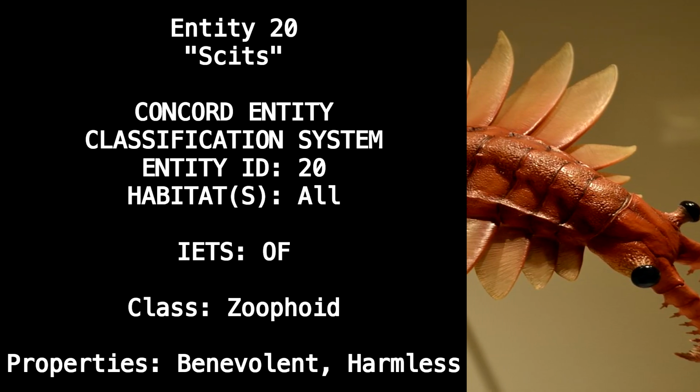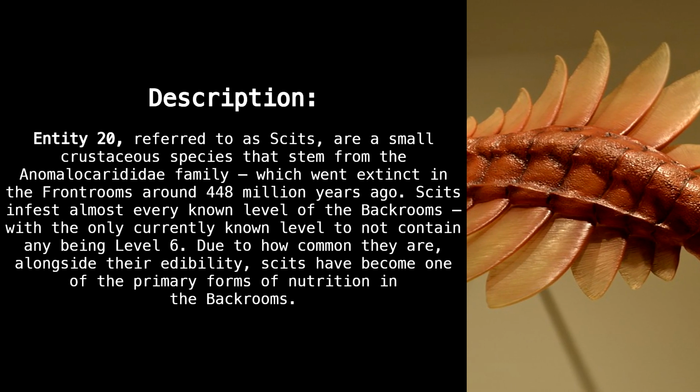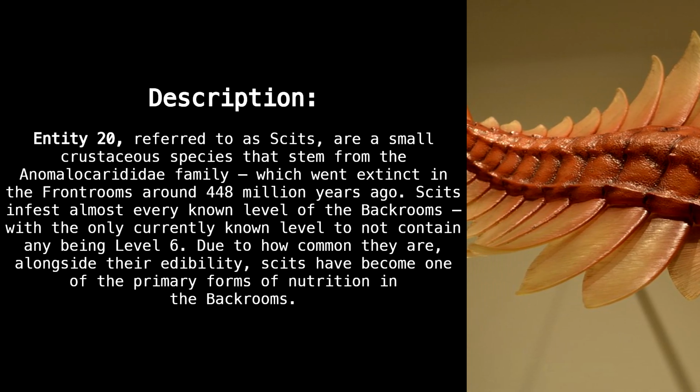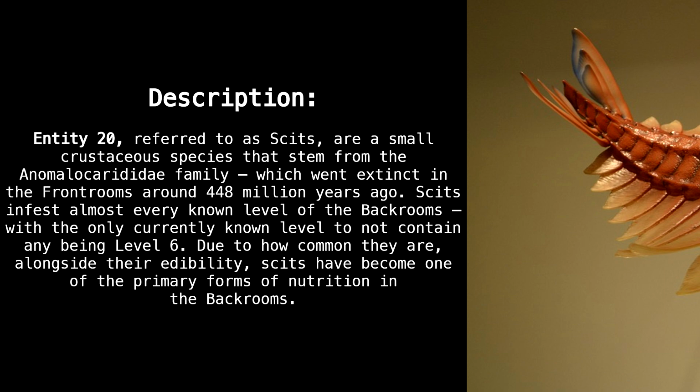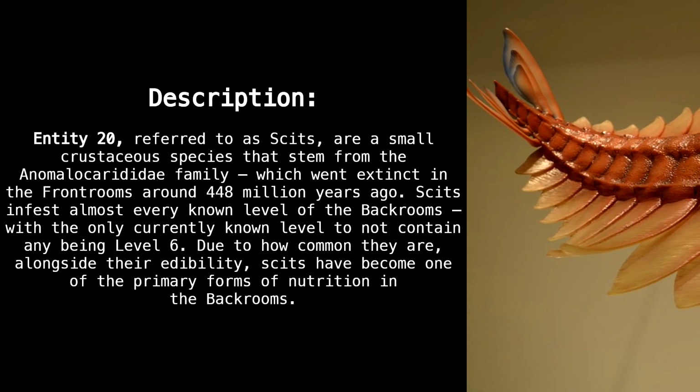Properties: Benevolent, Harmless. Description: Entity 20, referred to as Scits, are a small crustaceous species that stem from the Anomalocarididae family, which went extinct in the front rooms around 448 million years ago. Scits infest almost every known level of the Backrooms, with the only currently known level to not contain any being level 6.